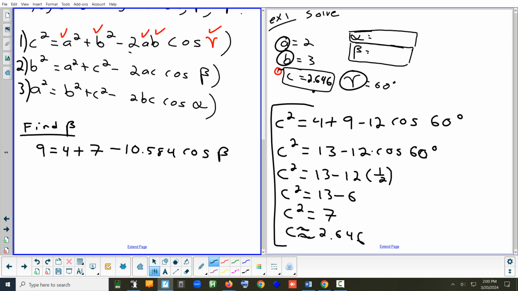Okay. So notice a little bit different. This time the variable is on the right side. We need to move everything that's not the variable to the left. Any like terms on the right that I can combine? 4 and 7. Yes, just the 4 and 7. The -10 is multiplied. So we cannot subtract 10 from the 4 and 7. What's 4 plus 7? 11.